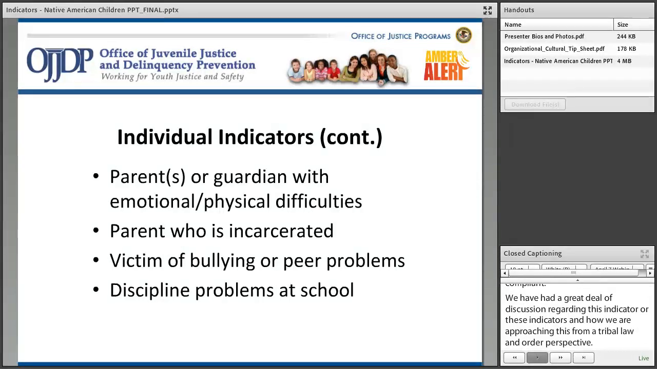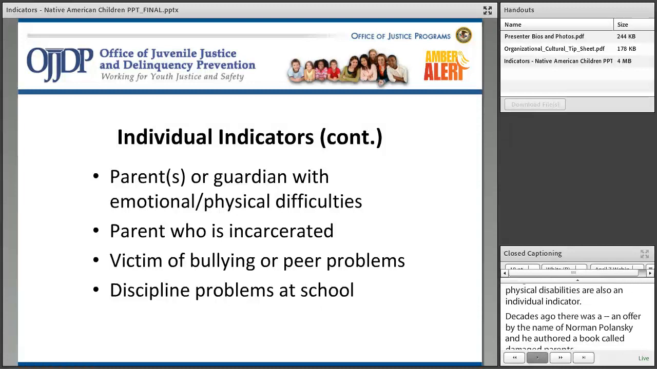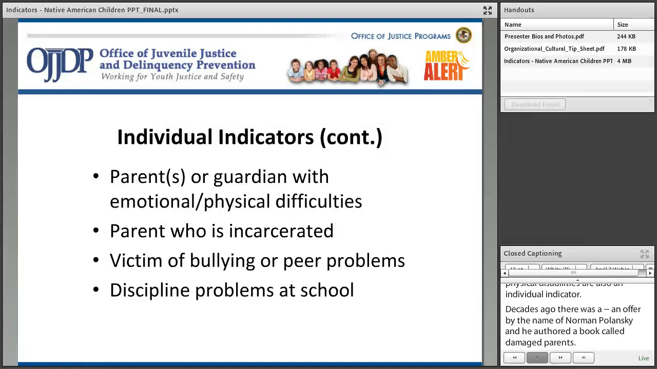Continuing on, individual indicators. Parents and guardians with emotional or physical disabilities are also an individual indicator. Decades ago, there was an author by the name of Norman Polanski, and he authored a book called Damaged Parents. That was a part of my social work training. It was interesting because whenever we talk about damaged parents, that's a pretty hard title, or some hard labels to apply to parents. But when you look at the background of parents and their emotional and physical difficulties and their own history, you understand a little bit more about how that perpetuates some of the events that occur for children in child abuse or delinquency.